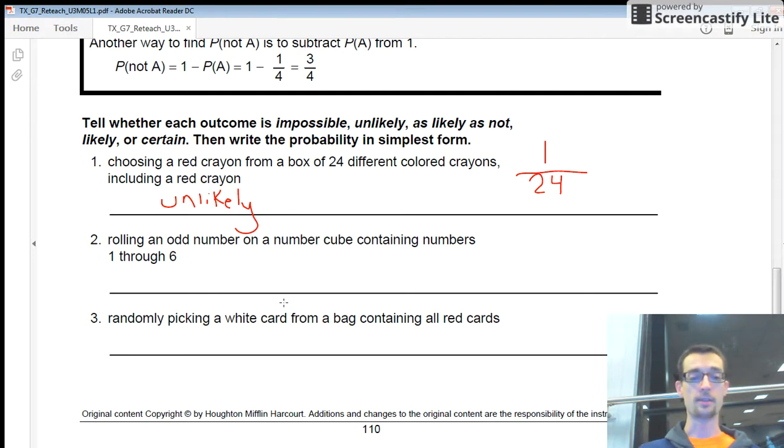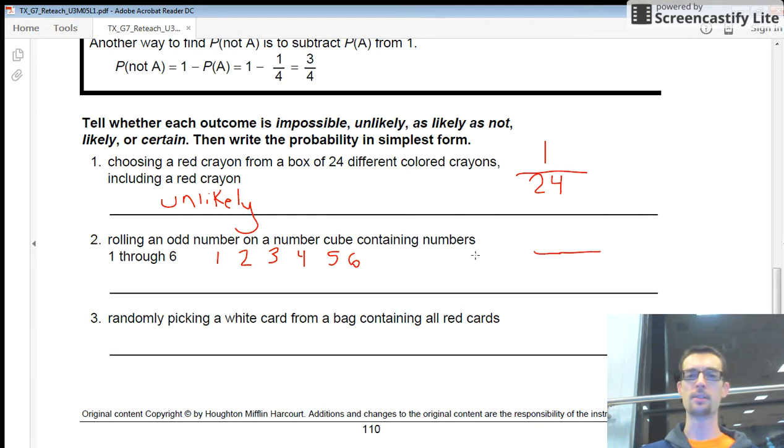All right, number 2 asks me to find the probability of rolling an odd number on a number cube containing the numbers 1 through 6. Okay, let's see. I'm going to draw a picture for this one, or make a list. The numbers 1 through 6. That's 1, 2, 3, 4, 5, and 6. In fact, I think I'll work backwards on this one. I'm going to do the mathematical probability first.